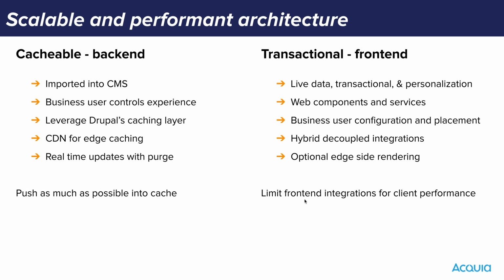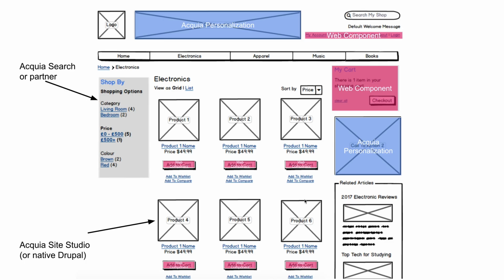We also have some different mechanisms for doing optional edge-side rendering if we need to do things like server-side rendering or SEO performance improvements. Generally speaking, we want to limit the number of front-end integrations that are happening in the client so that we can have really great performance. So what does this look like?